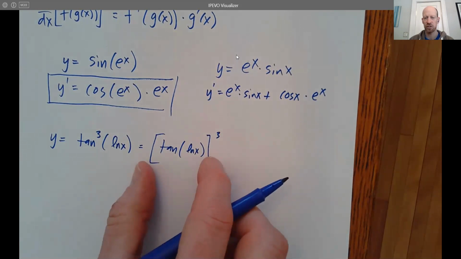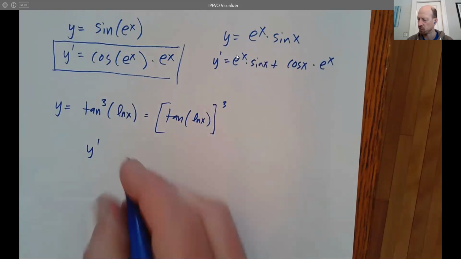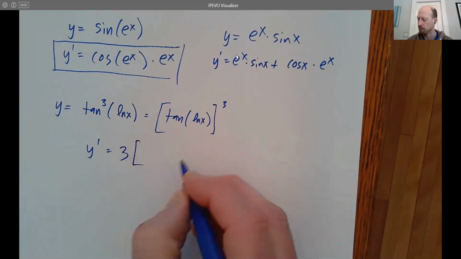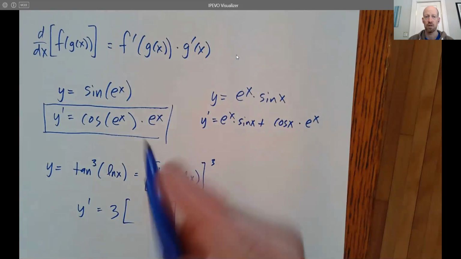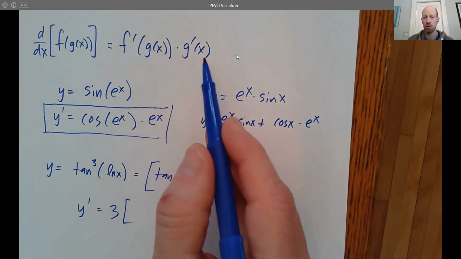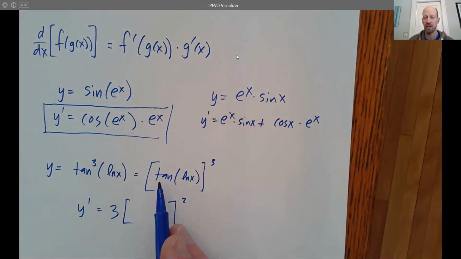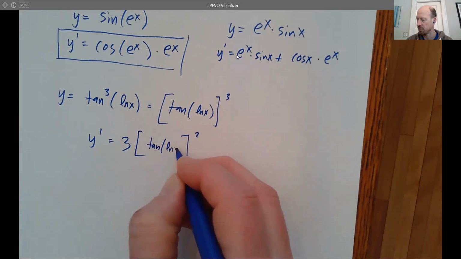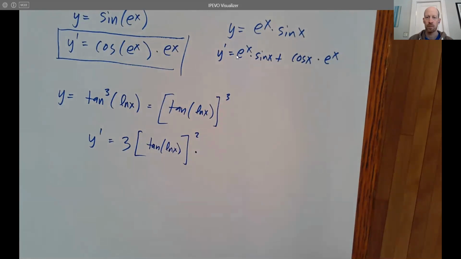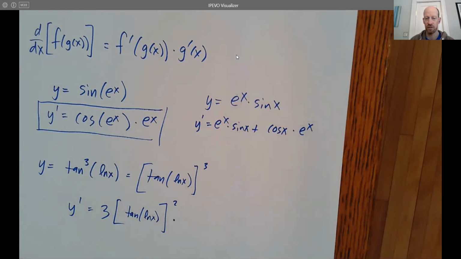The outside function here is a cube function, so its derivative is going to be 3 times the function squared, following my same chain rule. Instead of x, I'm putting g of x, and g of x is my inner function, which is tangent of the natural log of x. And then I multiply by the derivative of whatever that inner function is.